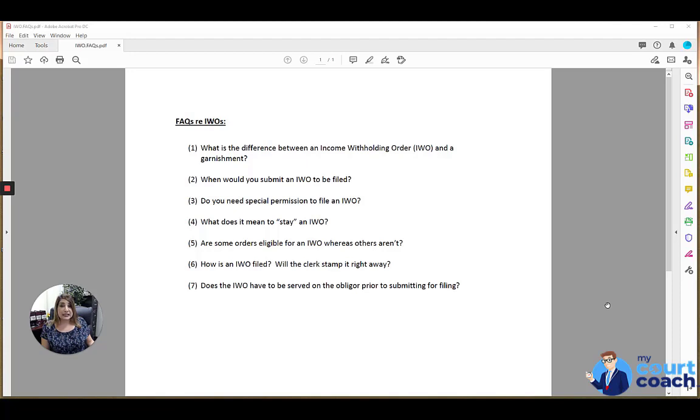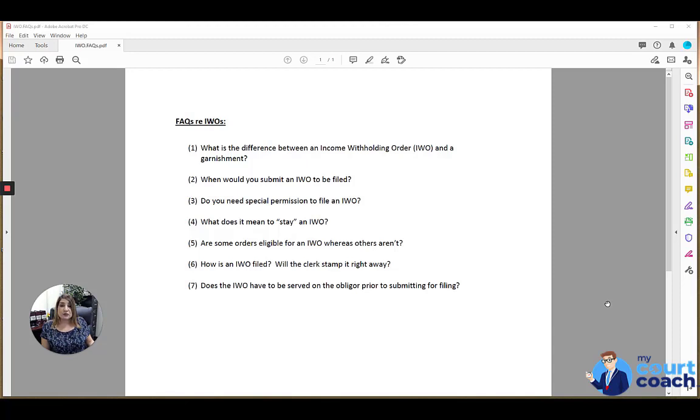Second question, when would you submit an income withholding to be filed? If possible, I'd like to submit them with the order after hearing. You don't have to. If you have an order existing, you can submit it after the order has been processed. What you can't do, unfortunately, is submit it before the order after hearing that indicates the amount of support that's to be paid to you has been filed. So it does need to be either concurrent or subsequent to.